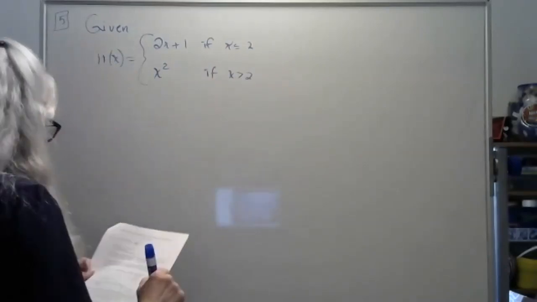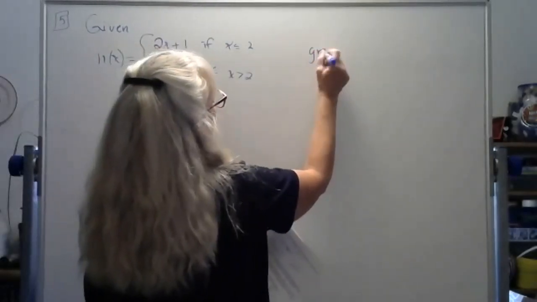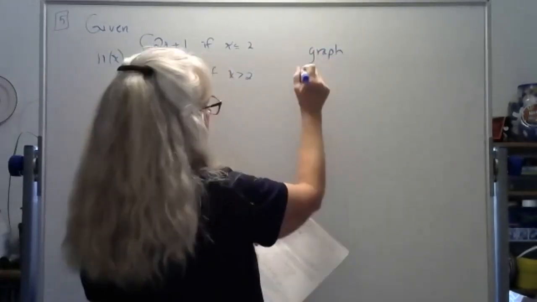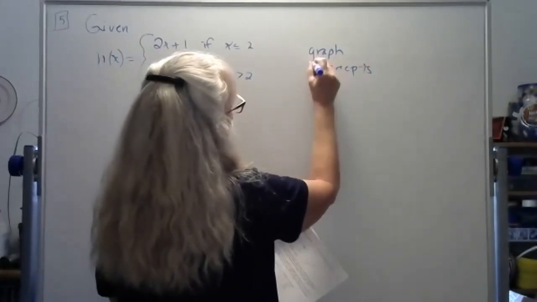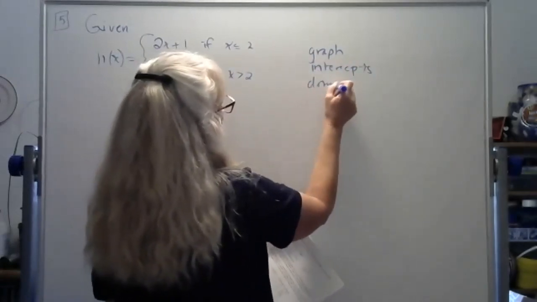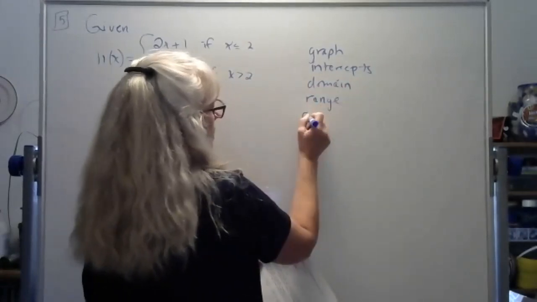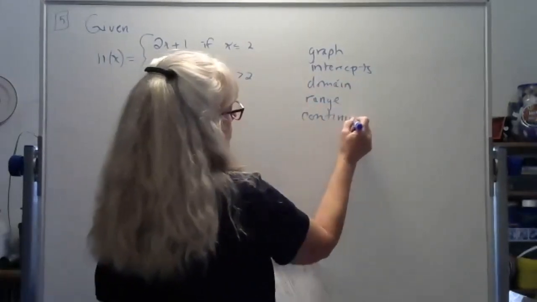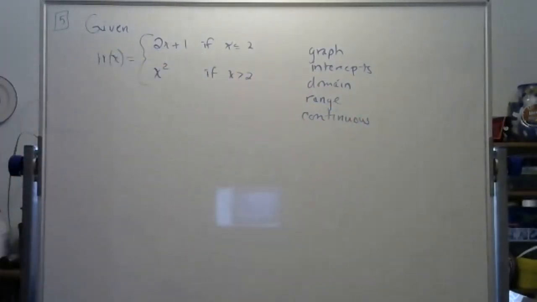Okay. So what they're going to want us to do is to sketch the graph. So we're going to graph. We want to find the intercepts, the domain and range, and then we want to know whether or not it's continuous. Okay. So those are all the different things we need to do.